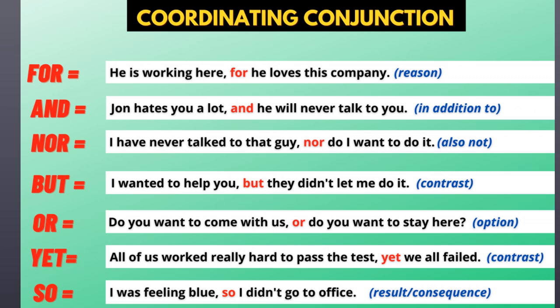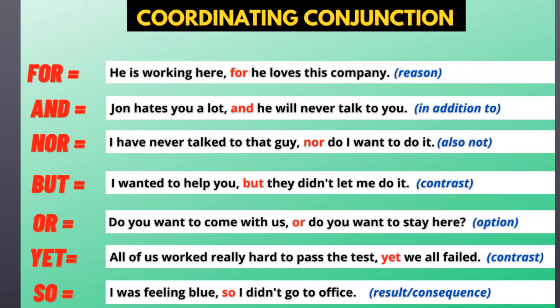Coordinating conjunctions. We mentioned before that in order to remember them, you need to know the fanboys. Fan, it's F for for, A for and, N for nor. So this is fan. And boys, B for but, O for or, Y for yet, and you have S for so. We call them the fanboys, just for you to remember that these are the coordinating conjunctions.